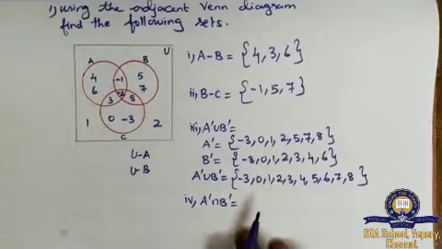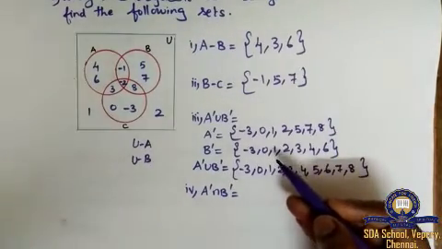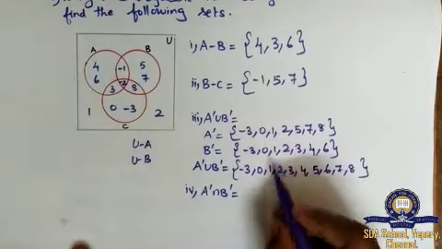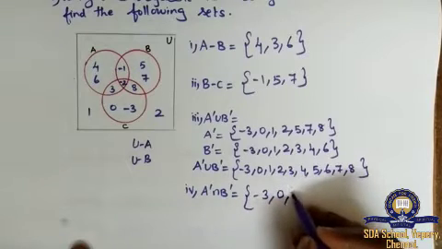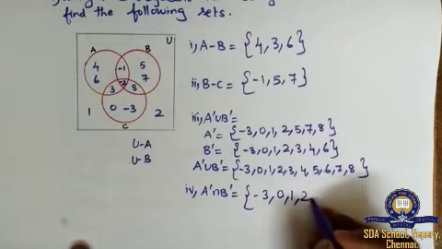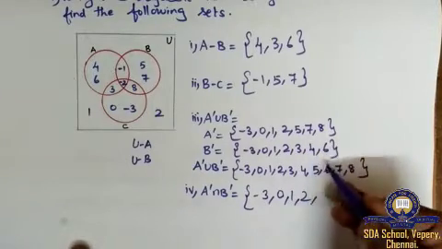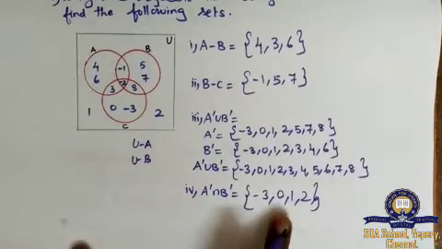Then A dash intersection B dash. Already we have found A dash and B dash. Then you can easily find the intersection part. What is common in this? Minus 3 is common, 0 is common, 1 is common, 2 is common, 3 is not common, 4 is not common, 6, 5, 7, 8 and all are not common. So the answer is minus 3, 0, 1 and 2.